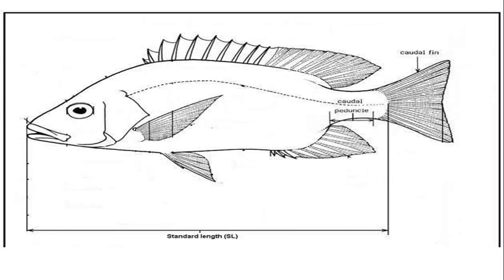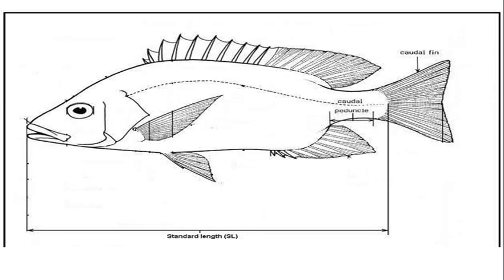straight line measurement taken from tip of snout, this is the tip of snout, to the last vertebra which supports the tail fin. This is the position of the last vertebra which supports the tail fin of the fish. So the measurement from tip of snout to the last vertebra which supports the tail fin is known as the standard length.